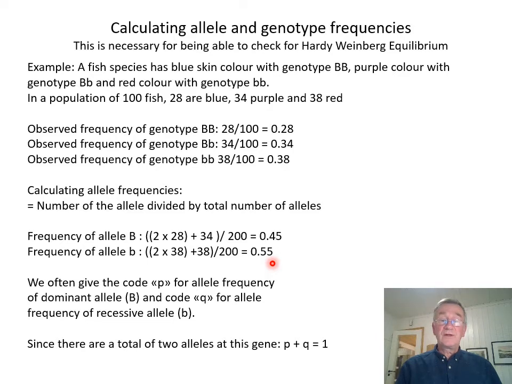When we're talking about these frequencies, we often give the code P for the frequency of the dominant allele, in this case capital B, and we have used the code Q for the allele frequency of the recessive allele, small b. In this case, there are only 2 alleles, so we know that P plus Q, the frequency of the one allele plus the frequency of the other allele, will sum up to 1. So this is the method of how we calculate the allele frequencies.